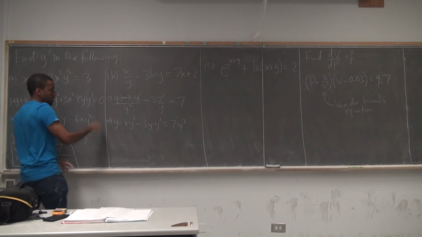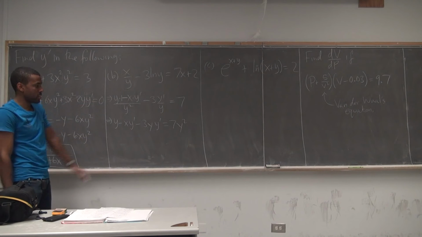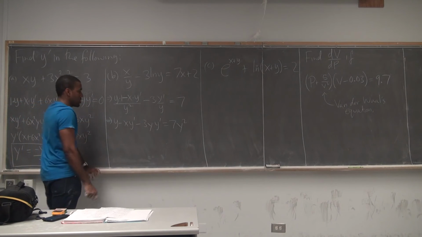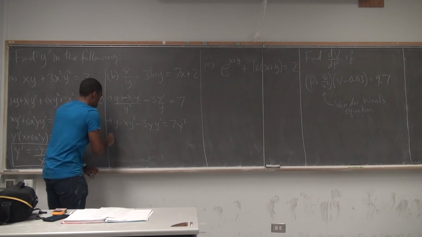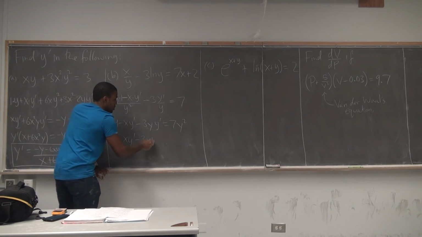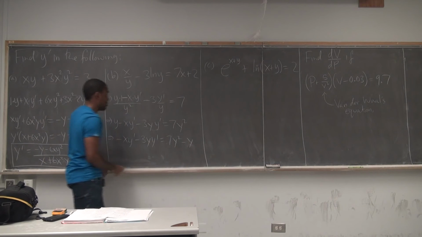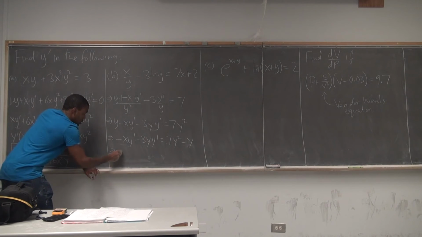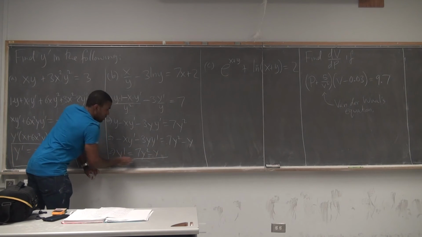So that's another trick you'd have learned in algebra. If you want to have an equation with fractions in it, you want to solve things, you can just multiply through by the LCD, and then you don't have fractions anymore. So now you can isolate this guy, which means this guy you move over. So I have minus x y prime minus 3y y prime equals 7y squared minus y. So my y prime would be 7y squared minus y divided by minus x minus 3y.